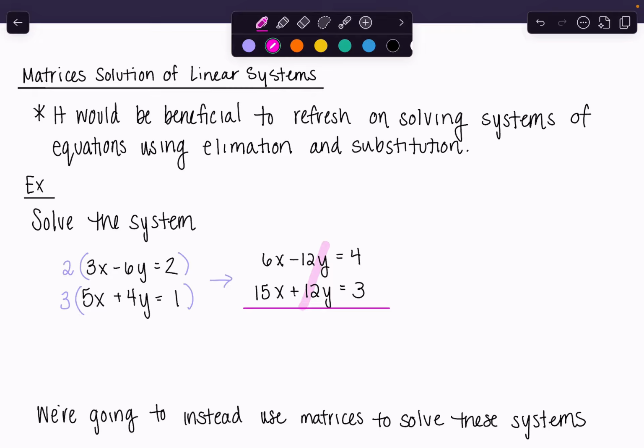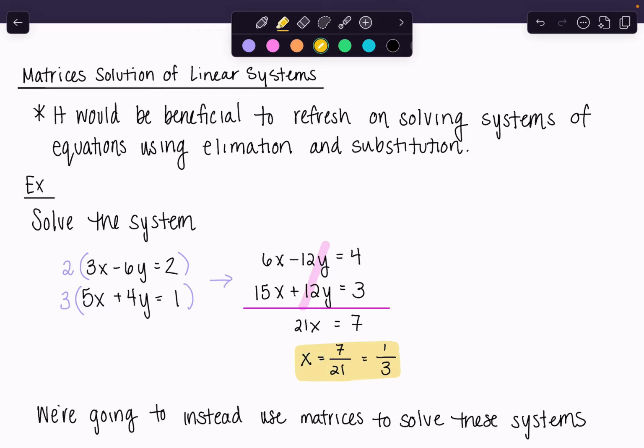Okay? So then I just add the like components. So 6x plus 15x gives me 21x on the left, and then 4 plus 3 gives me 7. So going through and solving for x, we have to divide by 21. So our x is equal to 7 over 21, but both of those are divisible by 7. So that reduces to 1/3. So the x value that solves this system is 1/3.